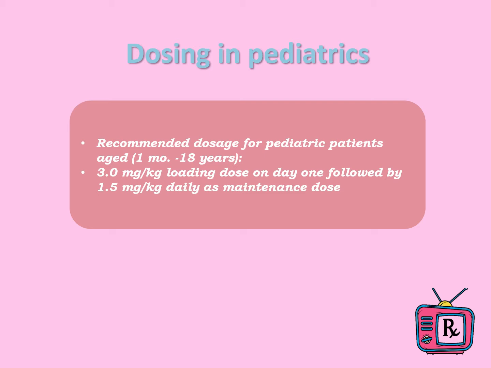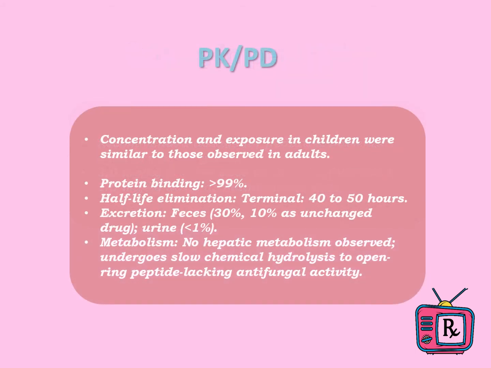Regarding the doses in pediatrics, the recommended dosage for pediatric patients aged 1 month to 18 years old is a 3 milligram per kilogram loading dose on day 1, followed by 1.5 milligram per kilogram daily as maintenance dose. About the pharmacokinetics and pharmacodynamics, the concentration and exposure in children were similar to those observed in adults.